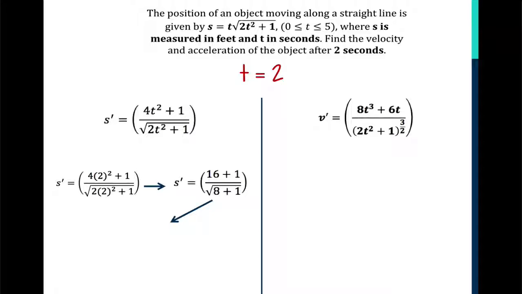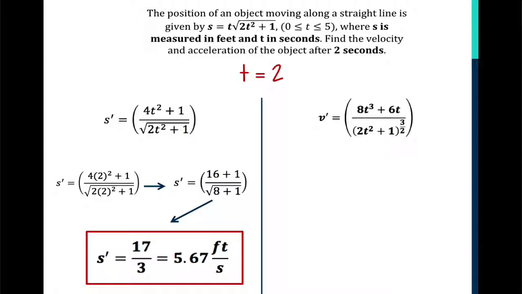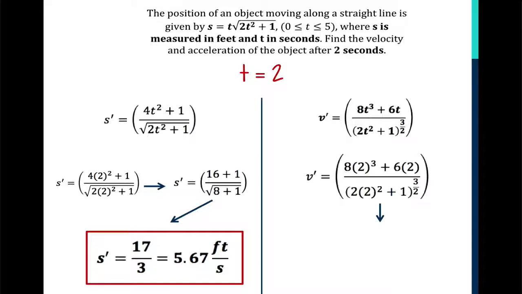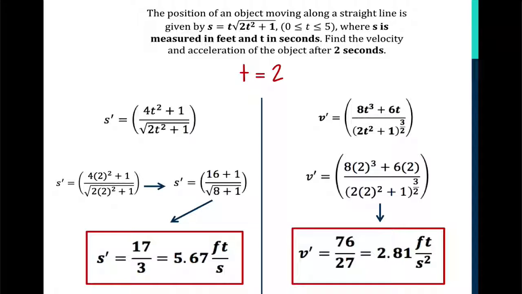Okay, so in the velocity we can see that substituting 2, we will get 17 over 3, or 5.67 feet per second. And for the acceleration, we would get 76 over 27, which is equal to 2.81 feet per second squared. This means that after 2 seconds, the velocity of the moving object is at 5.67 feet per second, while its acceleration is at 2.81 feet per second squared.